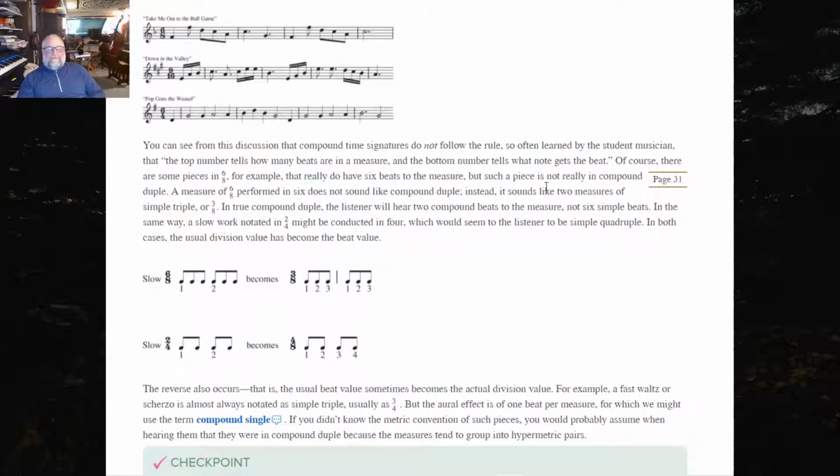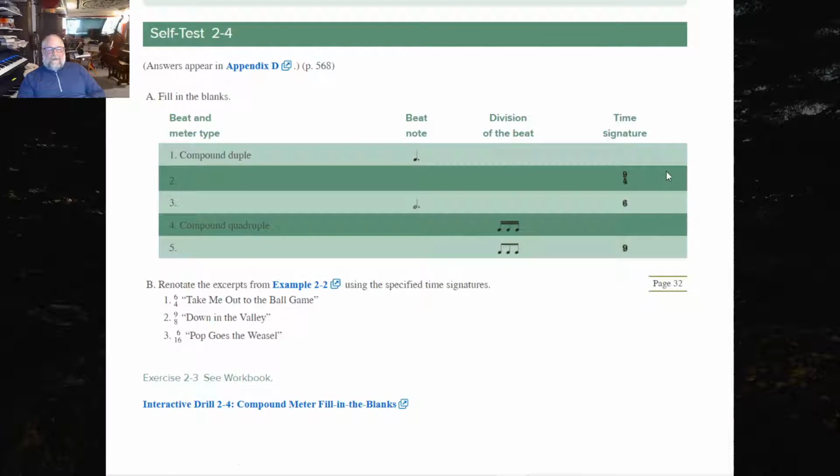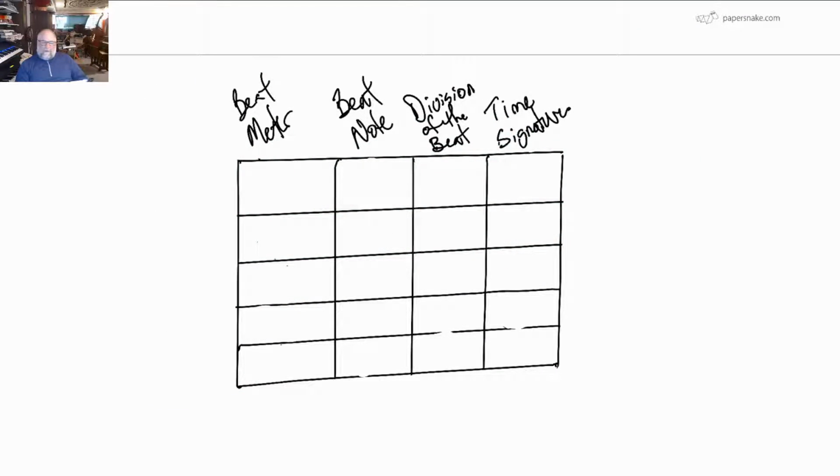Okay, let's go to the chart here. They give us a similar table to fill in, and we're going to do that back in iPad land. Here we are in iPad land, and I've got a similar table. I'm just going to throw it right up here, top numbers in compound time.